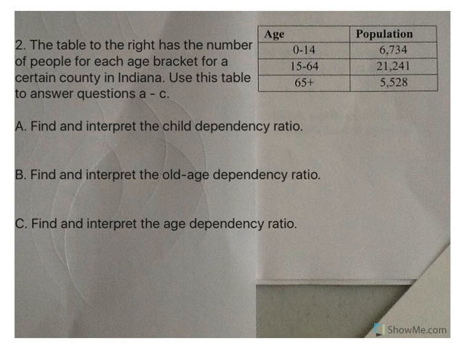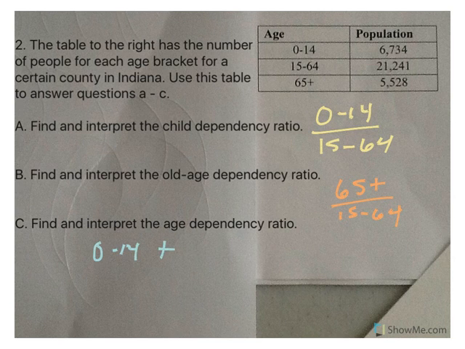And the last problem that we're going to deal with here, the table at the right has the number of people for each age bracket for a certain county in Indiana. Let's find the child, old age, and age dependency ratio for this information. Okay, now, on this particular page, I just want to recap child dependency. That's the children over the working class. The old age is the oldies compared to the working class. And then the age dependency is the young people plus the old people compared to the working class. Okay, so those are the fractions. So let's go ahead and do that.